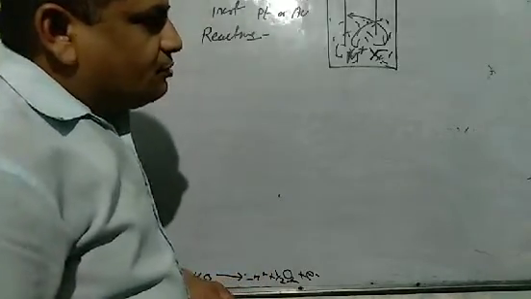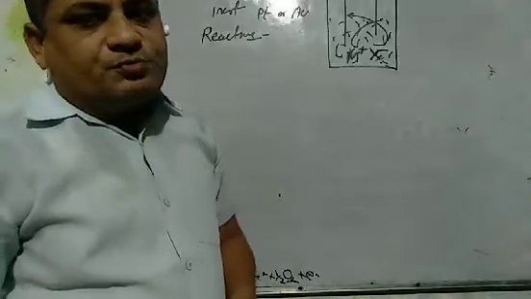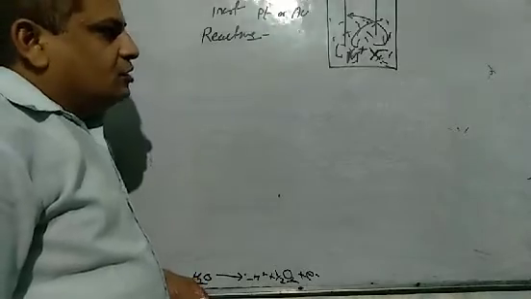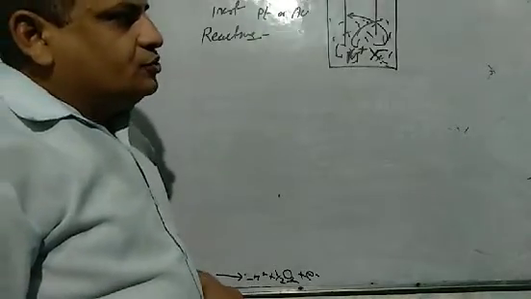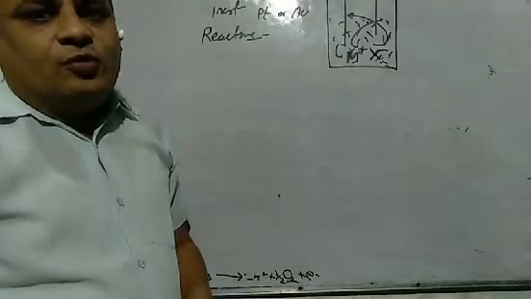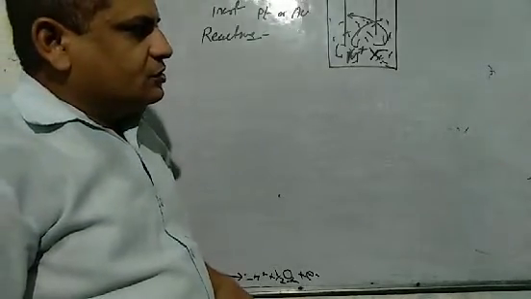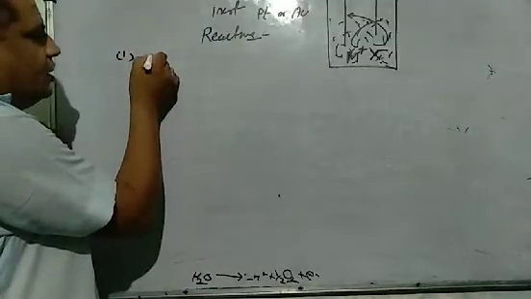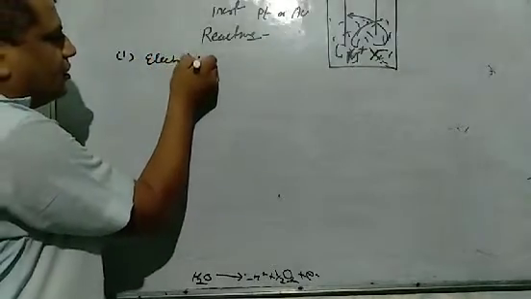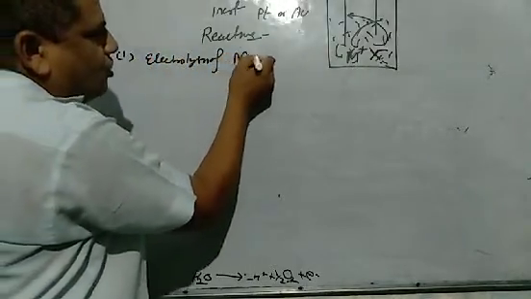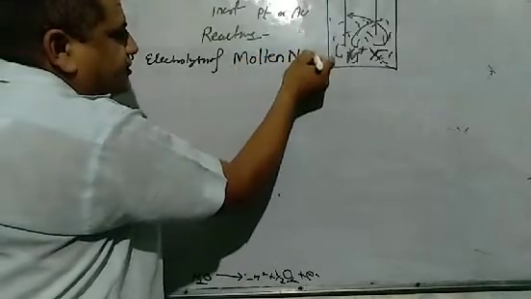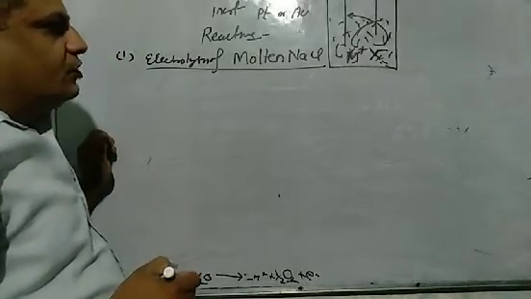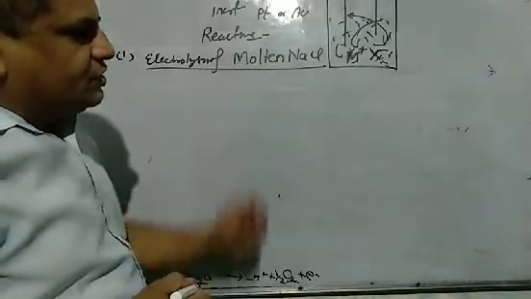Sometimes some reactions, although they seem to be feasible, are very difficult to occur due to extra potential, or overpotential, or overvoltage. For example, electrolysis of molten NaCl. We will discuss the products of electrolysis of molten NaCl.